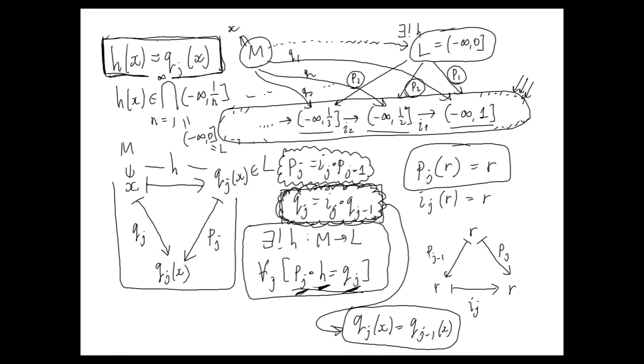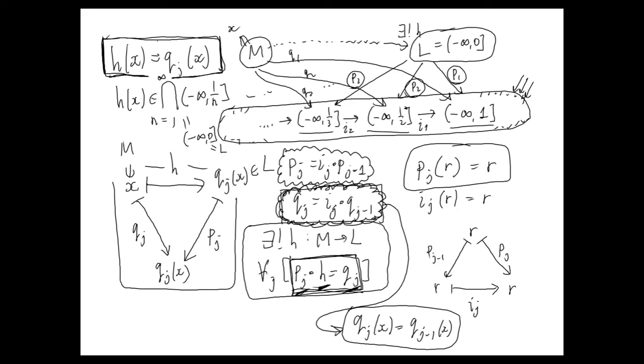But I just have to make sure that this Qj is an element of L, because I'm building a function to L. And I also need to make sure that these triangles commute, these equalities hold: Pj h equals Qj. So these are the two things I need to make sure once I know that h is well defined.